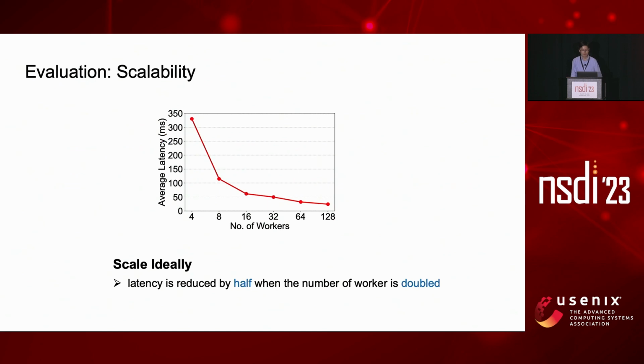To show the benefit of error calibration in distributed settings, we vary the number of workers to test the scalability of Auncel. We fix the request error as 10%, and the calibrated error is slightly larger than the request error. The results show that the latency is reduced by half when the number of workers is doubled, while guaranteeing the bounded error, which demonstrates that Auncel is able to scale ideally.